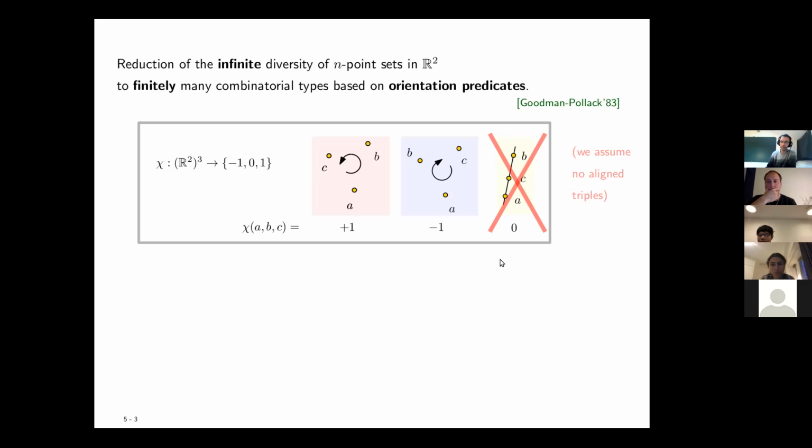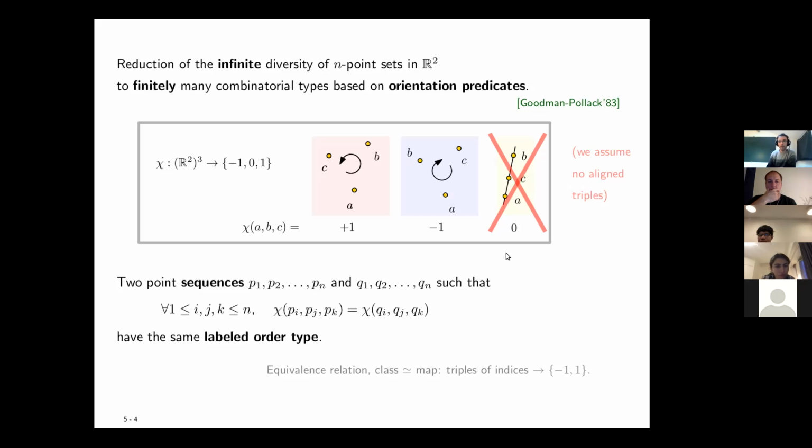When you have this notion, it's very natural to consider that if you have two sequences of points, P1 to Pn and Q1 to Qn, and the only information you have access to are orientations of triples, then if every time you take three points with indices i, j, k, you get the same answer for the Pi and the Qi, it's very natural to identify them.